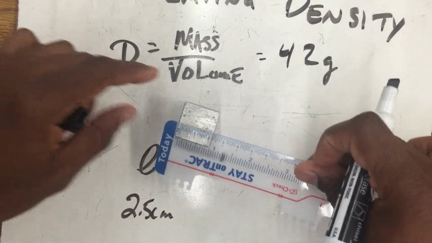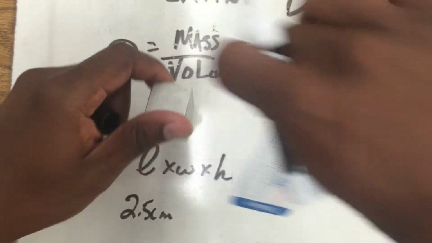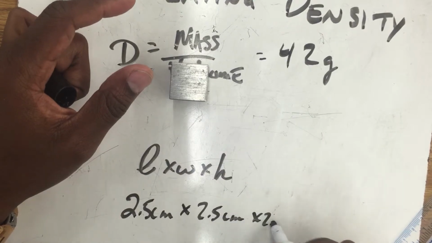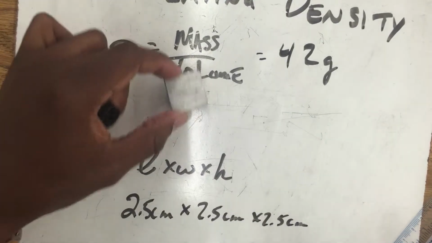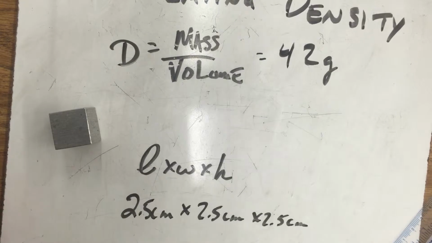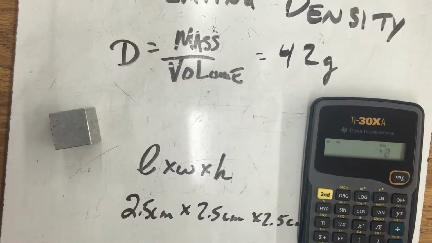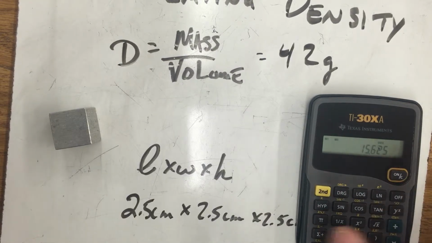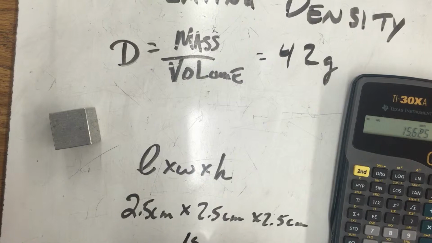Since it's a cube, the width and the height of this block are going to be the same. So it's going to be 2.5 centimeters times 2.5 centimeters times 2.5 centimeters, because it's a cube once again. So the length times the width times the height. It's 2.5 times 2.5 times 2.5, which is 15.63. We'll round. So 15.63 centimeters cubed is going to be my volume.